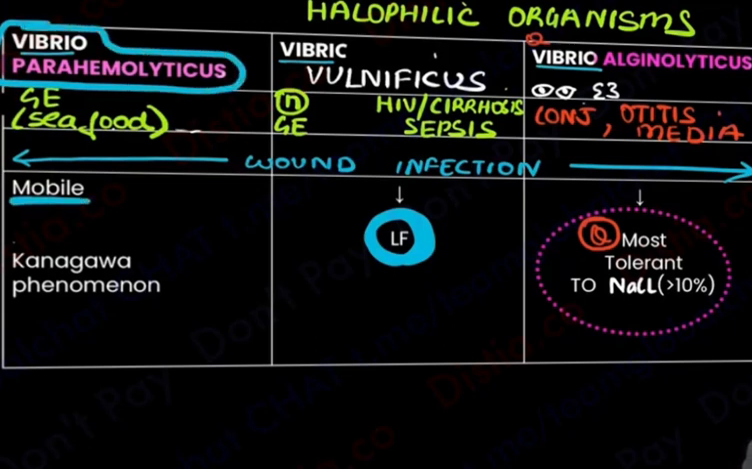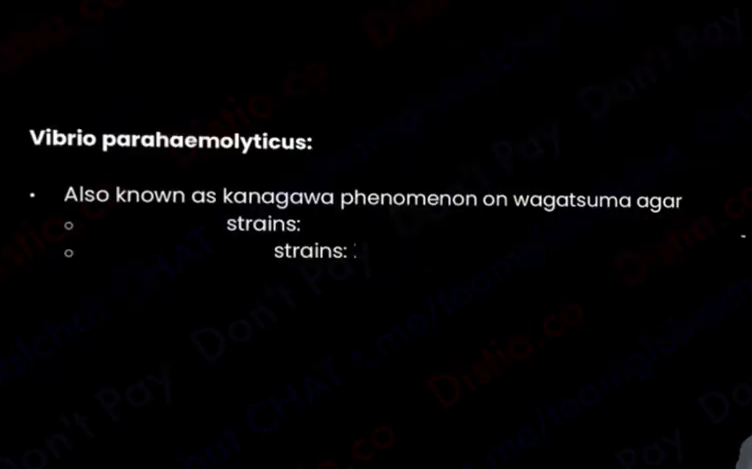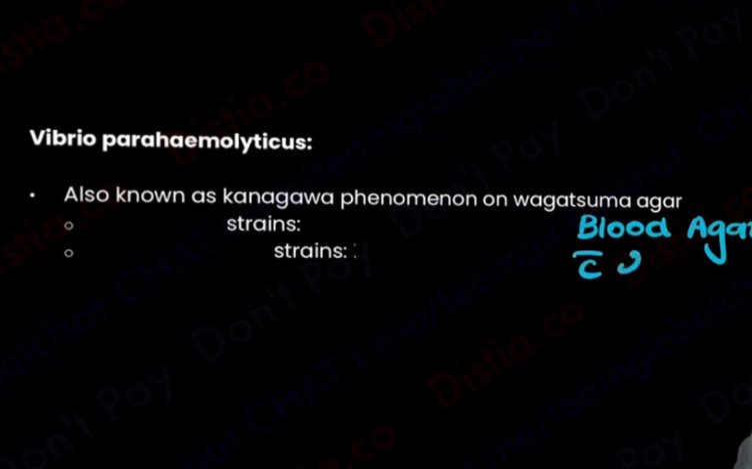Parahemolyticus is motile. It has a flagellum, it is mobile, and it shows you something called the Kanagawa phenomenon. What is the Kanagawa phenomenon? That I'll have to take up separately. If you want to see the Kanagawa phenomenon, it is simple. You will have to use Wagatsuma agar. What is Wagatsuma agar? It is a blood agar which has approximately 2 to 4% salt in it.